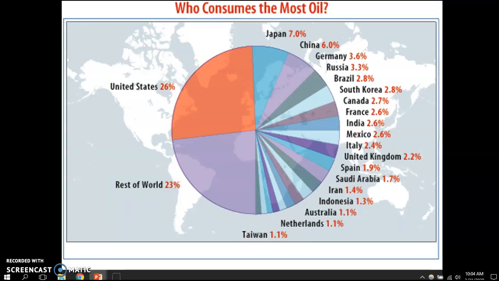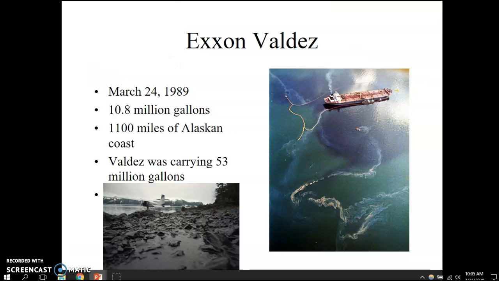I really like this graphic because it shows us who's consuming the most oil. Obviously, the United States. We are a very small percentage of the world's population. However, we use 26% of all of the world's oil compared to China, which is only 6%, and India, which is 2.6%, and that's because we are a developed, highly industrial nation, and we consume a lot.